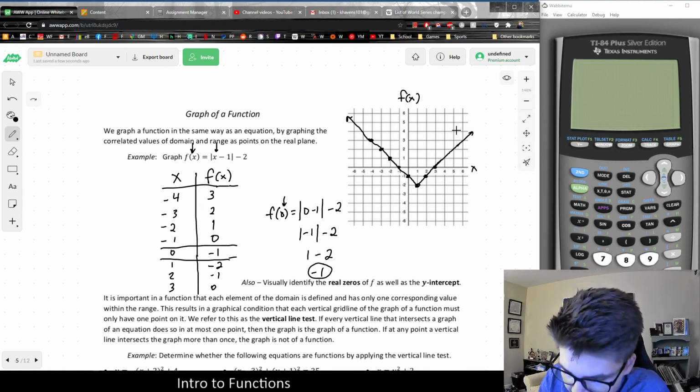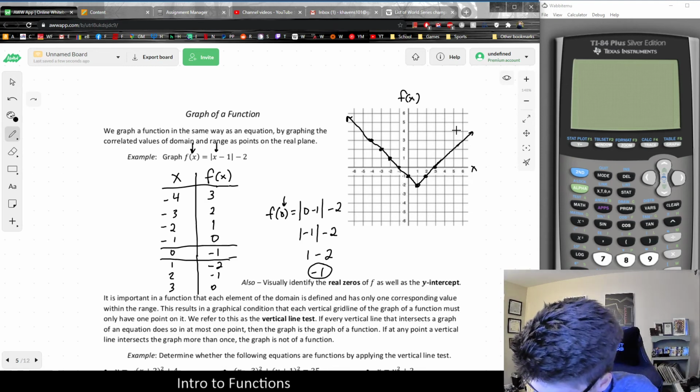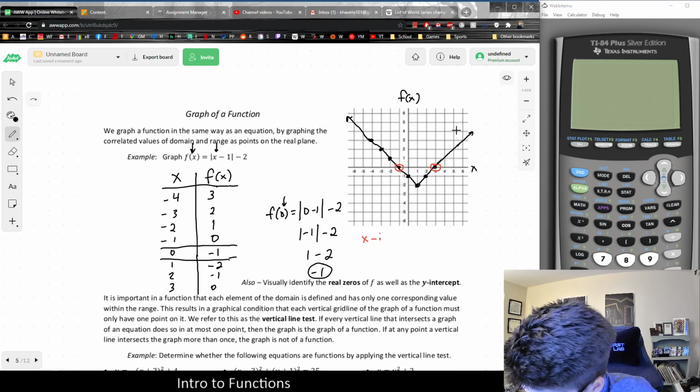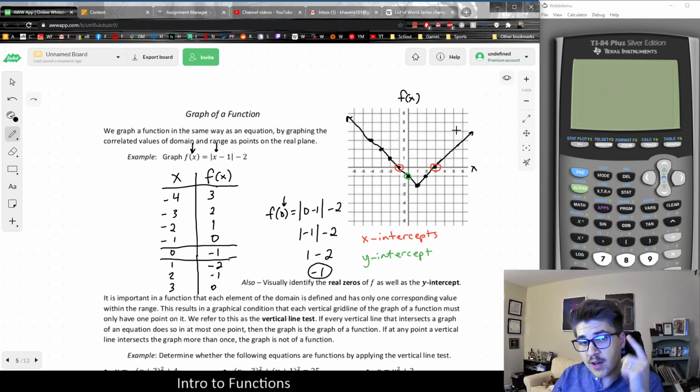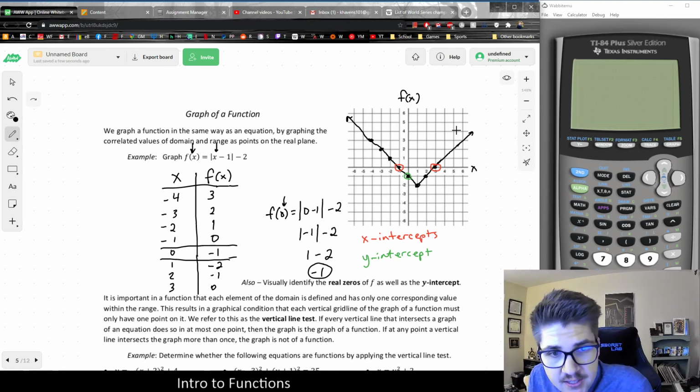So after graphing a function, we can see, well, this function intercepted the x-axis at 2 points, what we call the x-intercepts. And it intersected the y-axis at 1 point. A function can only ever have one y-intercept. It could also have 0. It can't have more than one, and we'll talk about why shortly. But it could have multiple x-intercepts. It doesn't necessarily have to have any, but it depends on the function.